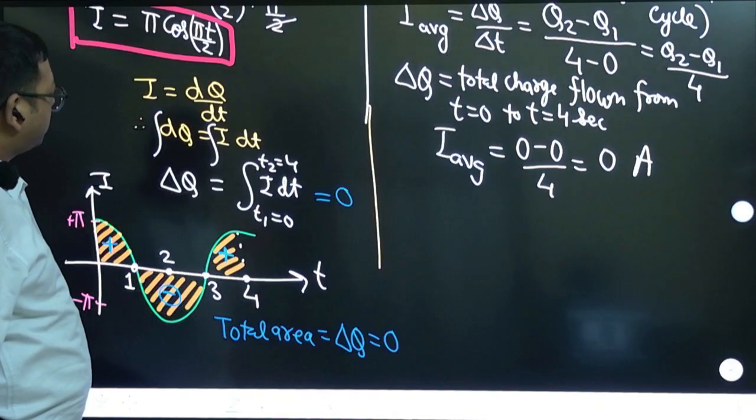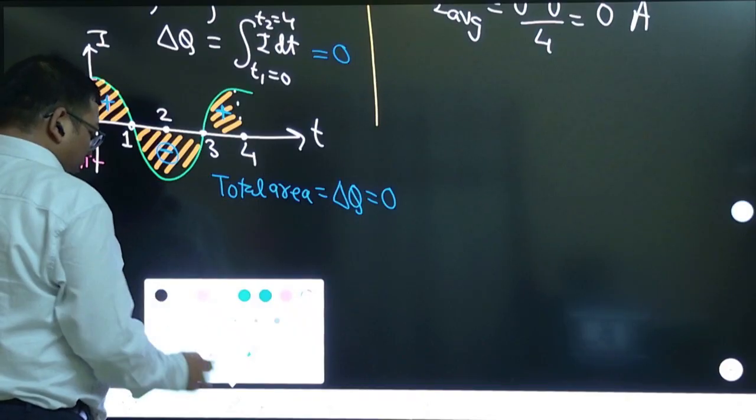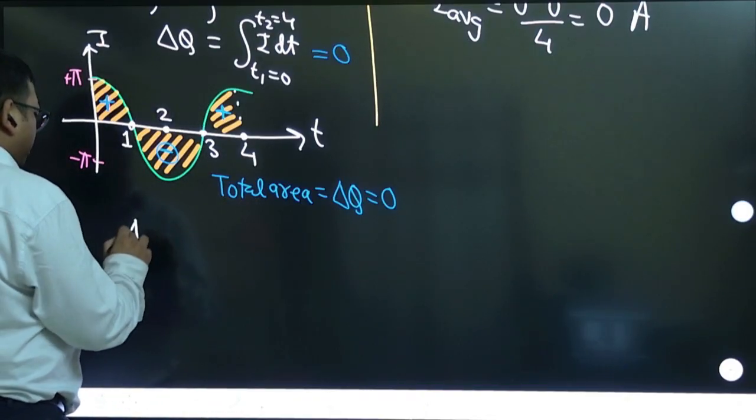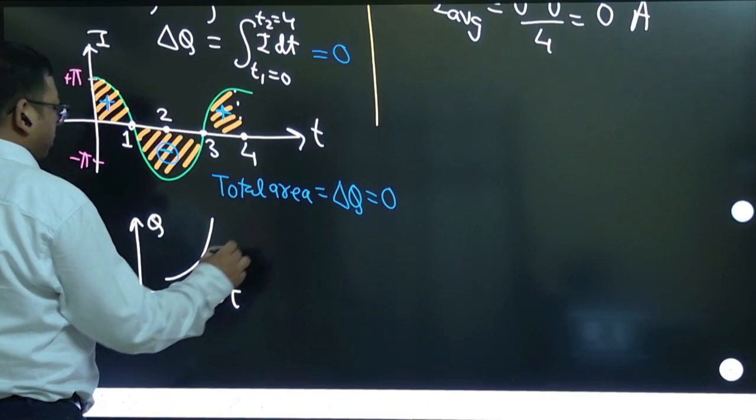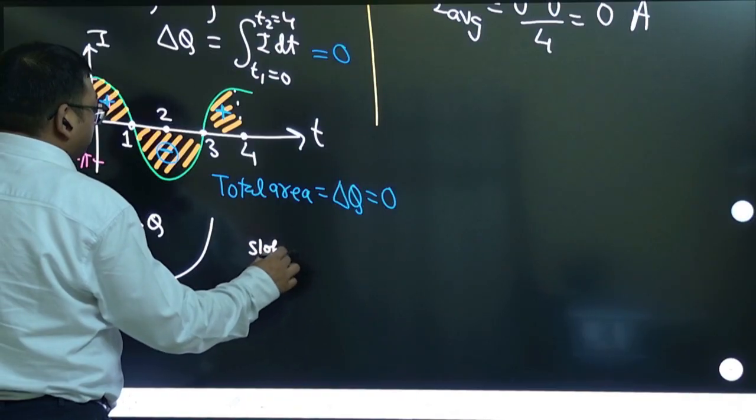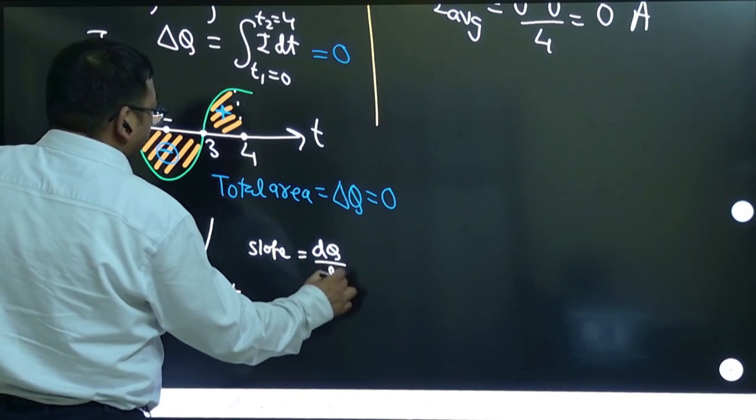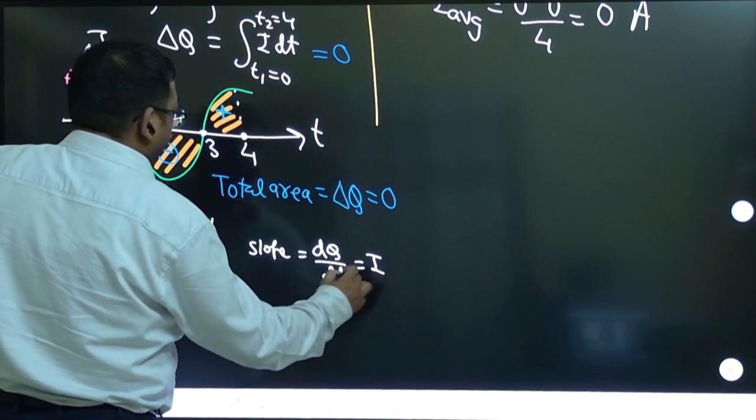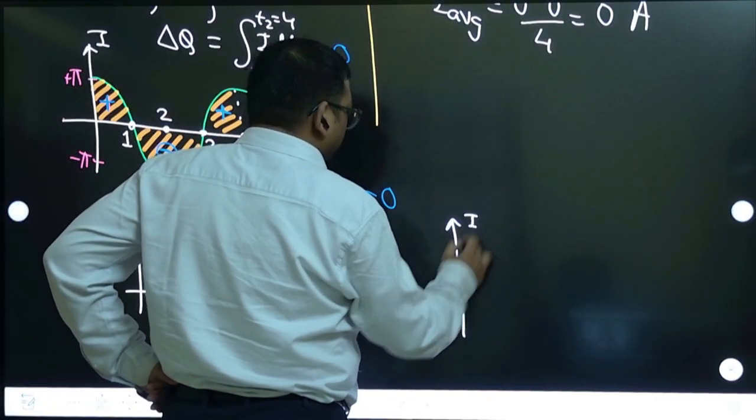Okay, so now we can note an important thing: if we have a Q-T graph, a charge-time graph, then the slope of this graph is dq by dt. This slope represents current.